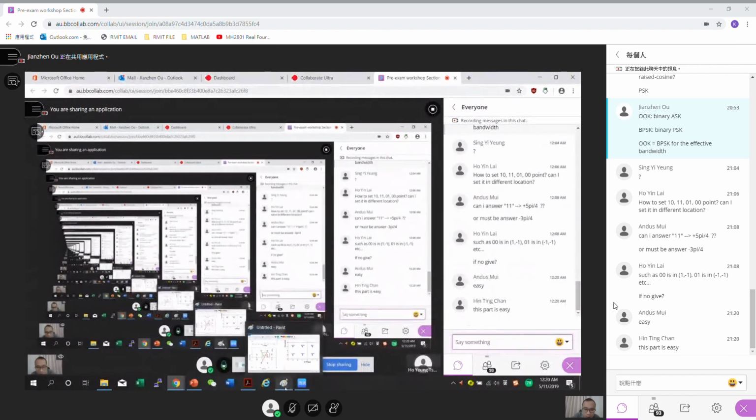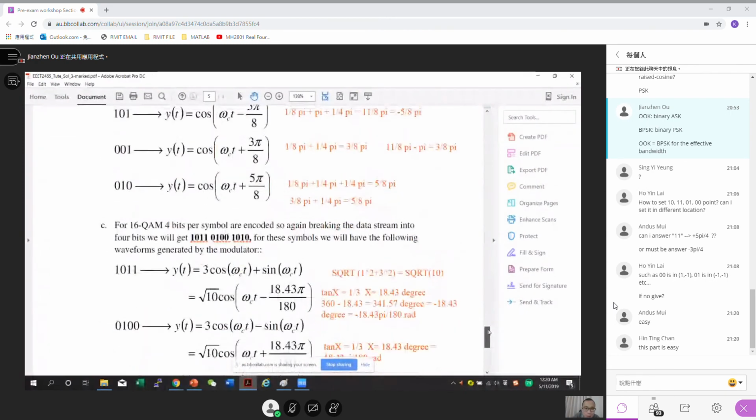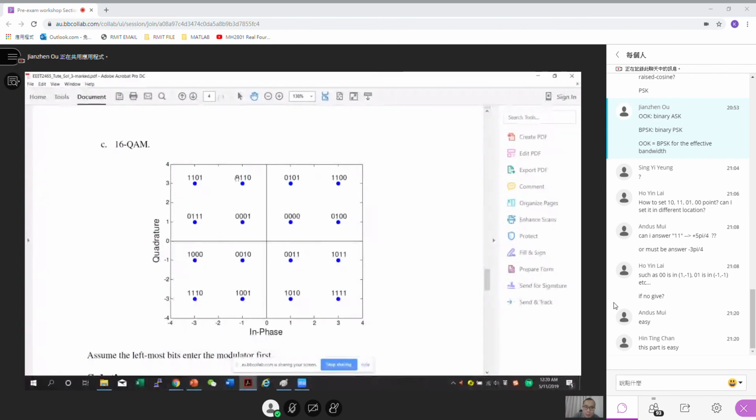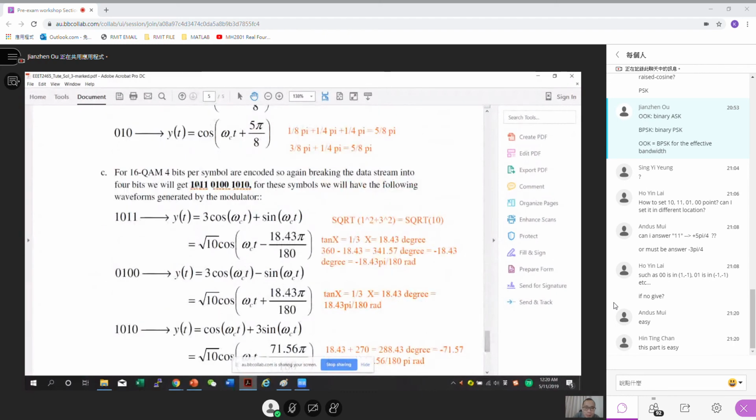So now we go to the final one, which is slightly more difficult. When you go to 16 QAM, you get 4 bits each time. So that means you break it into 1011, 0100, and 1010.